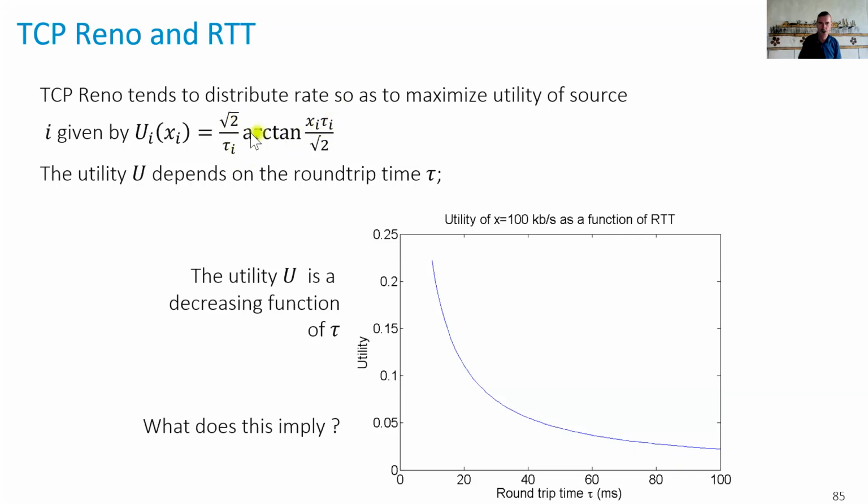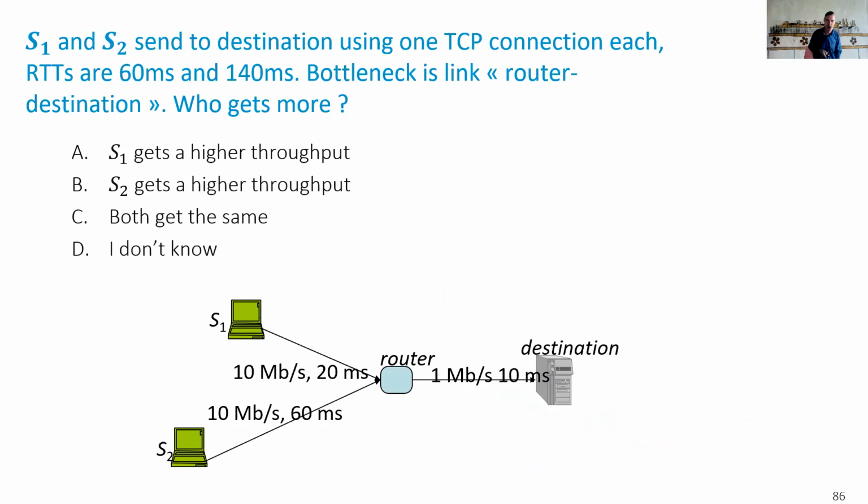Now it's a combination of two factors: 1 over tau, which decreases with the round trip time, and then there's tau here, which is increasing, but the arctangent is a strongly concave function. It's growing much more slowly than a linear function. So the combined effect means that it's decreasing. To illustrate this, I'm plotting this function for a given x. As a function of tau, we see that when tau increases, the utility decreases. What does this imply? Well, let's test the implication on a simple example.